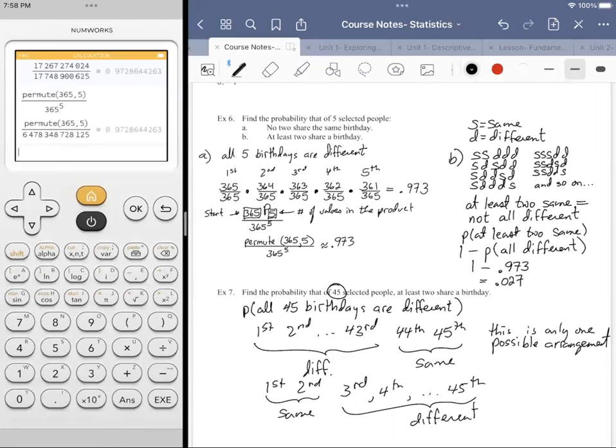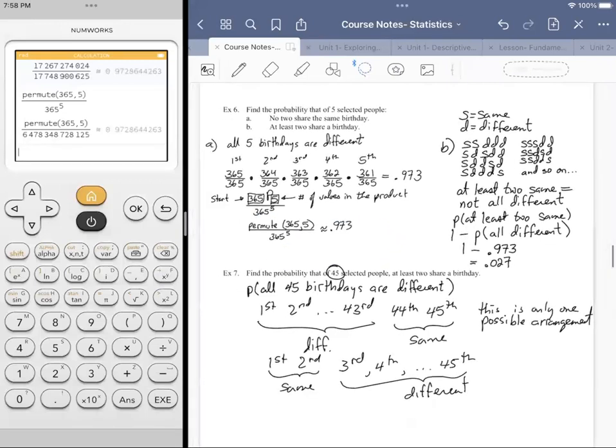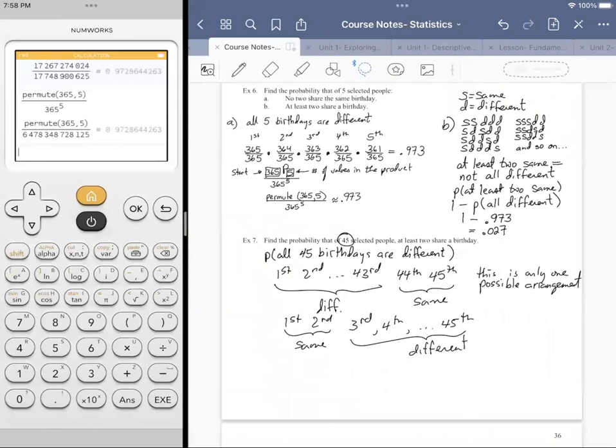All right. So what we would need to do is use the process that we used here to figure out the probability that all the birthdays are different. So that would be the permutation 365, 45.